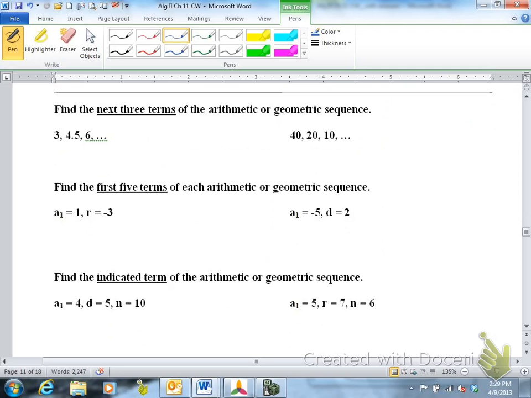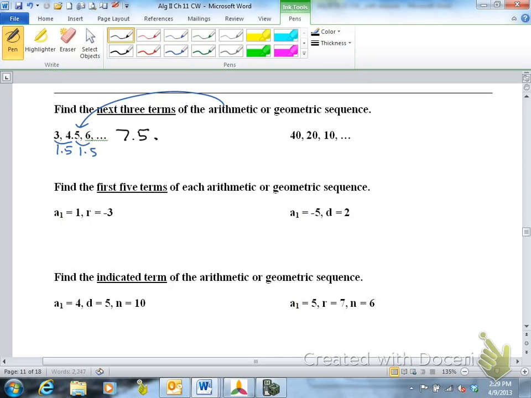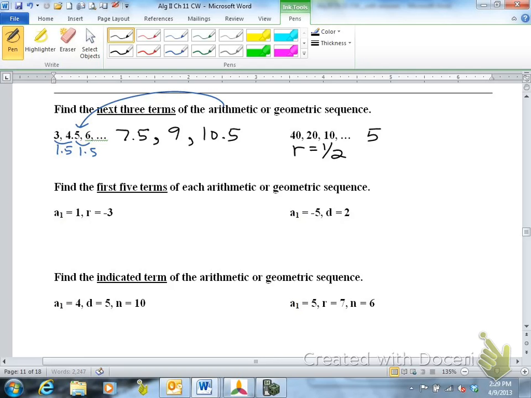Find the next 3 terms. Notice for this one, you're adding 1.5 each time. So this is an arithmetic sequence. So adding 1.5, you'd have 7.5, 9, and 10.5. For this one, you're multiplying by a half. R equals a half. So your next terms would be 5 times a half is 5 halves, or 2.5. And then 5 fourths, or 1.25.